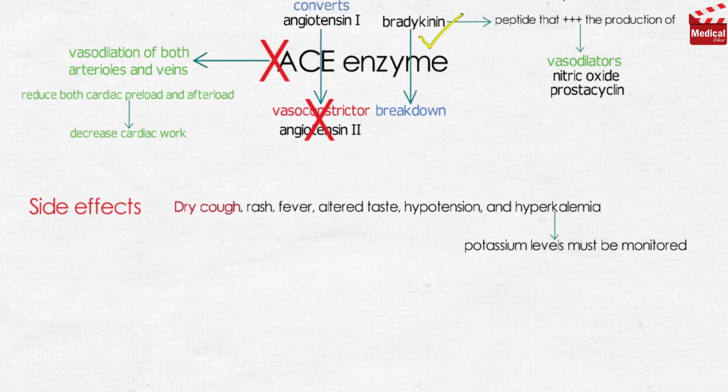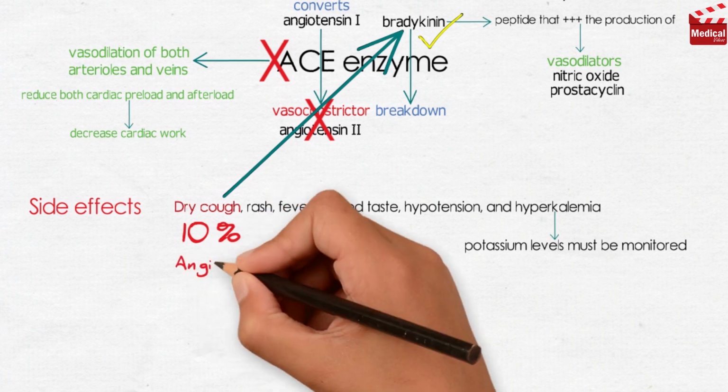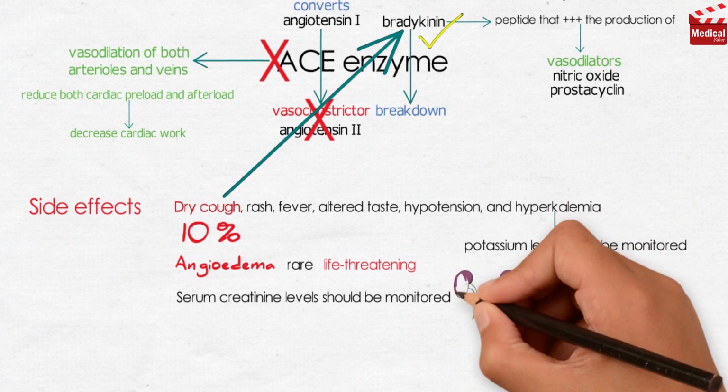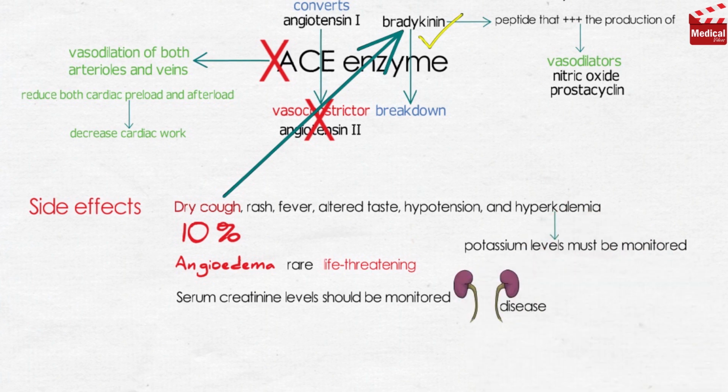The dry cough occurs in up to 10% of patients. It is thought to be due to increased levels of bradykinin and substance P in the pulmonary tree, and resolves within a few days of discontinuation. Angioedema may occur. It is a rare, but potentially life-threatening reaction, that may also be due to increased levels of bradykinin. Serum creatinine levels should also be monitored, particularly in patients with renal diseases.